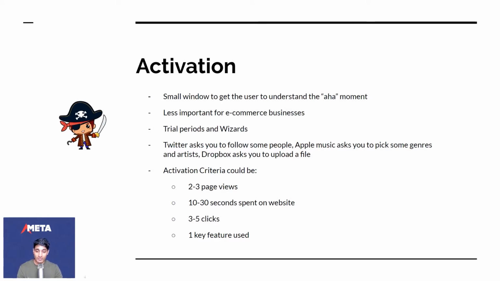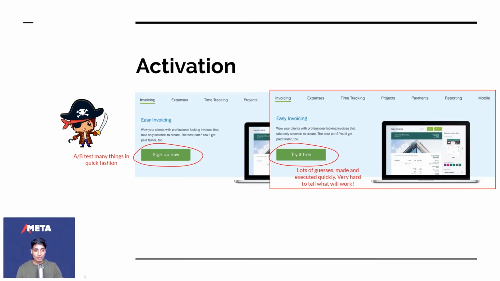So you check all of those 4 things. You're trying to optimize for those metrics. You might also be optimizing for the 2 to 3 page views, 10 to 30 seconds spent on the website, clicks, key feature, doesn't matter what it is. But the point is you need to drive these people to do this. And the way to do it is by A/B testing as many things, make a lot of random guesses, right? Or educated guesses, I like to call it, and try it out.